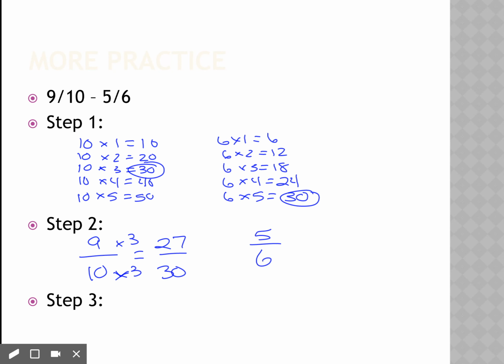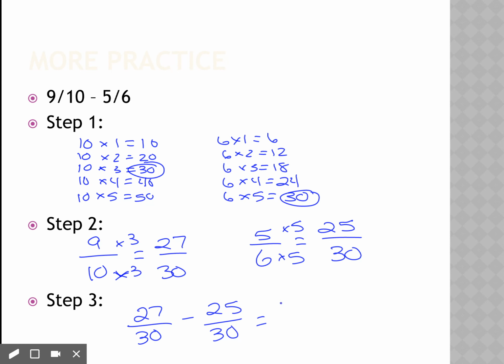And 5/6 is equivalent to how many 30ths? Well, 6 times 5 equals 30. So 5/6 is equivalent to 25/30. And now step 3, I'm simply going to subtract my numerators. 27/30 minus 25/30 equals 2/30. These are both even numbers, so I'm going to divide by the greatest common factor, which is 2. And my final answer would be 1/15.